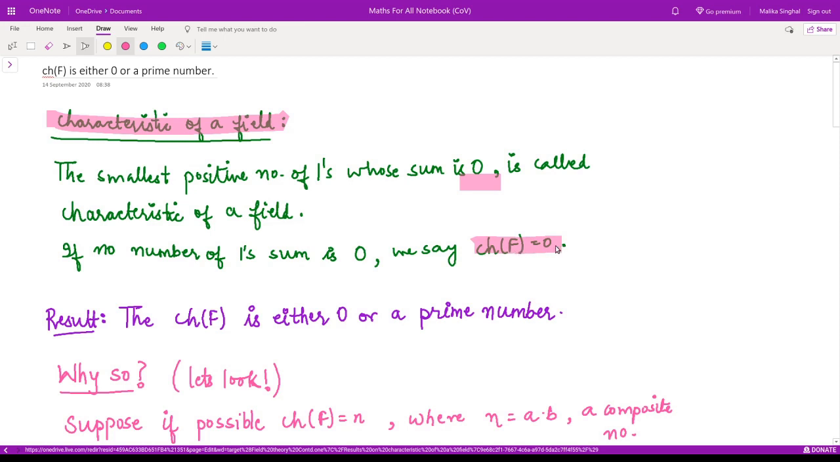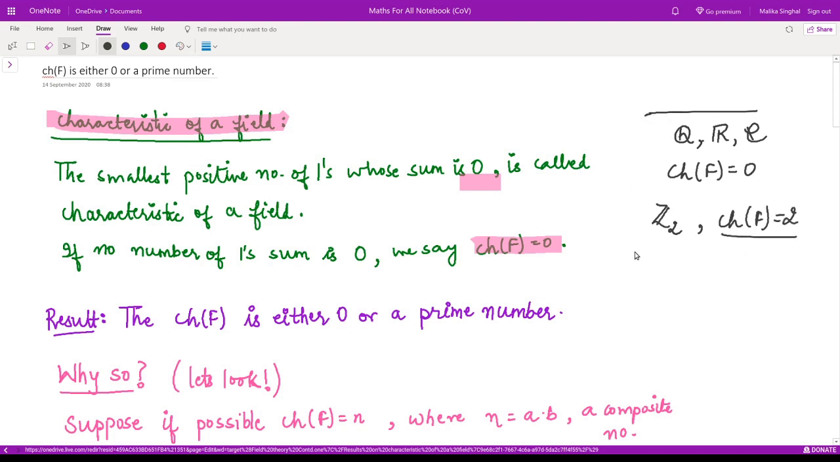And in the last video, we saw an example where the characteristic is 0. What was that? The set of rational numbers. In fact, the set of real numbers and the set of complex numbers all have characteristic 0, right? Moreover, we saw another example, the binary field Z2, whose characteristic was 2, right? So this we saw in the last video.